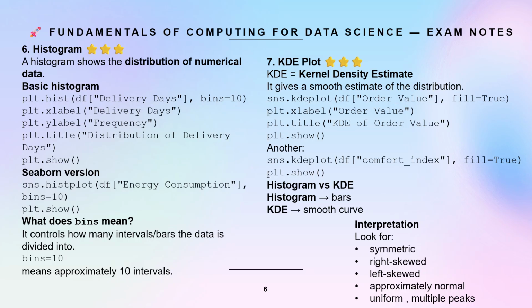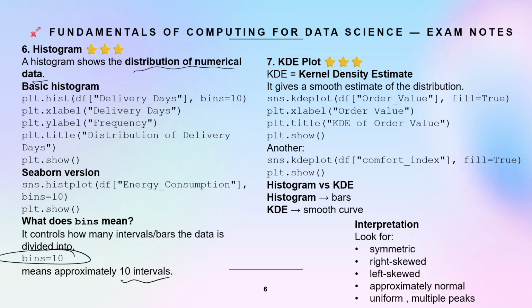Next is histogram. A histogram shows basically the distribution of numerical data. As you can see, we have taken the example where we use plt.hist. You write the column name and you write how many bins. In this case, we have taken 10. So basically, it controls how many intervals or bars the data is divided into. Here we can say approximately 10 intervals. We wrote bins is equal to 10.